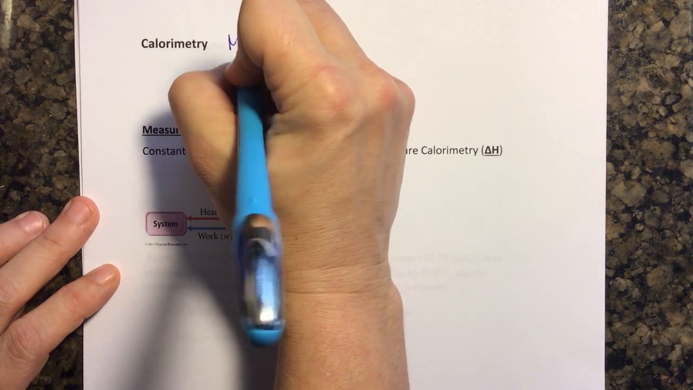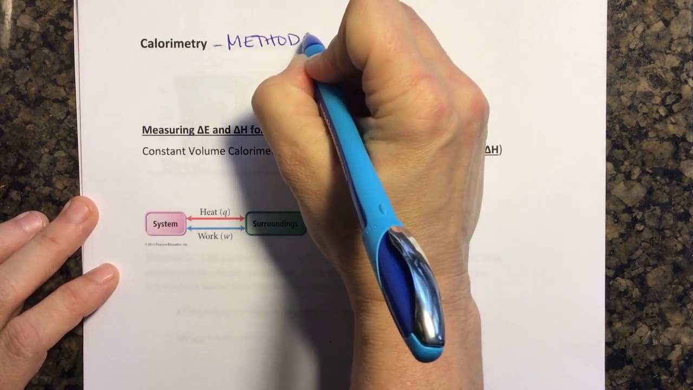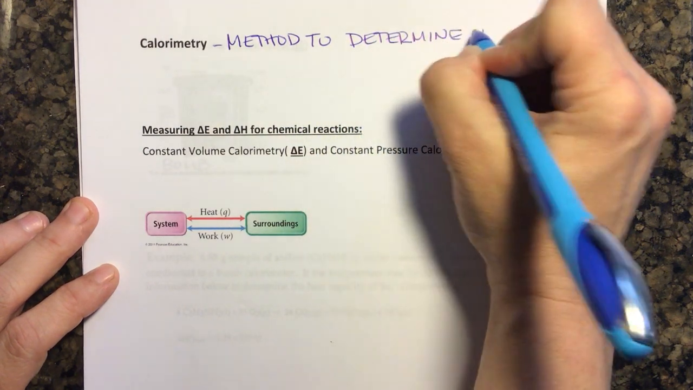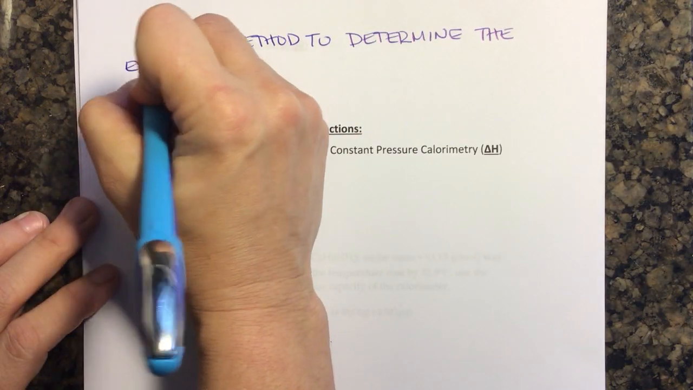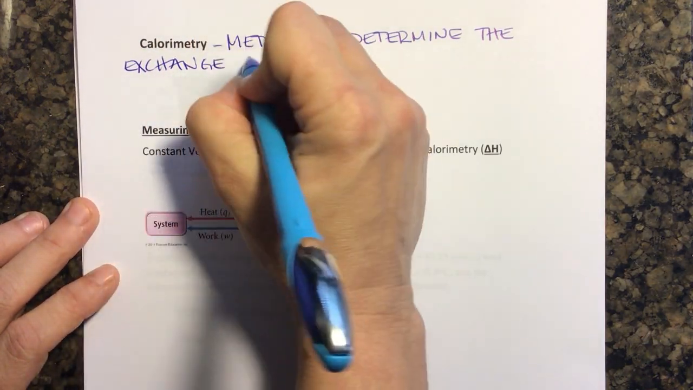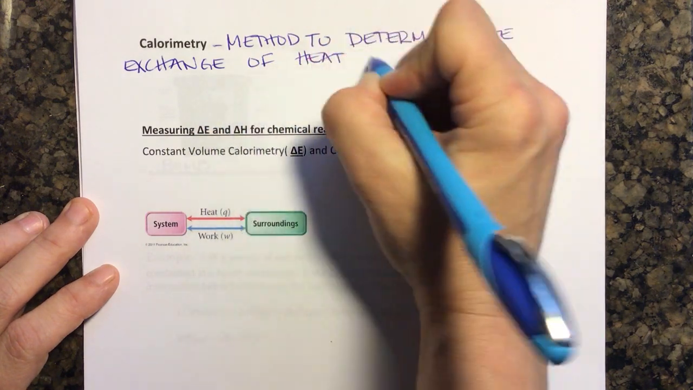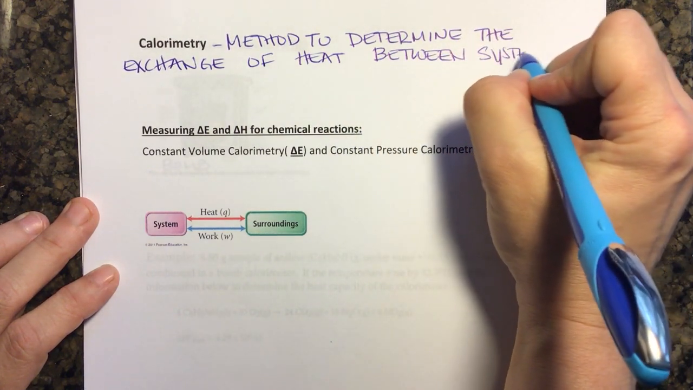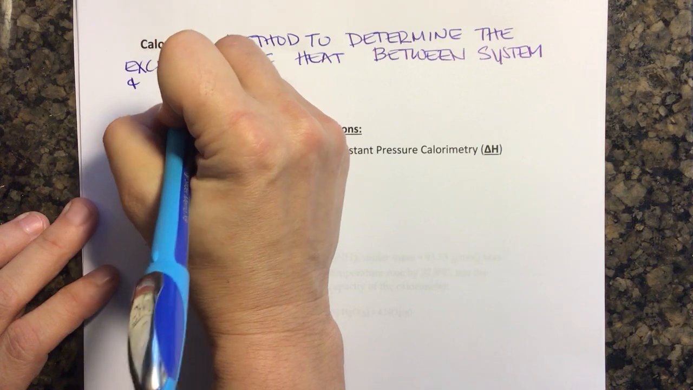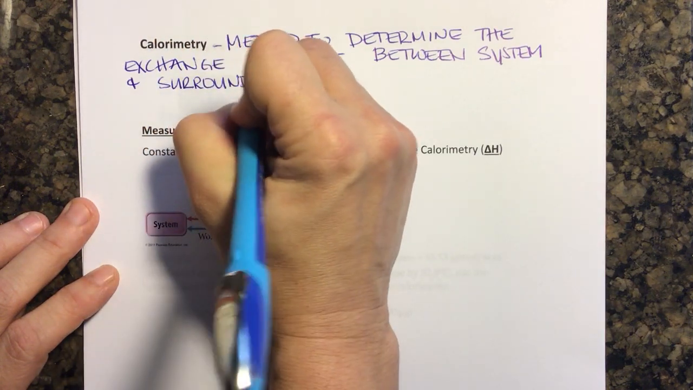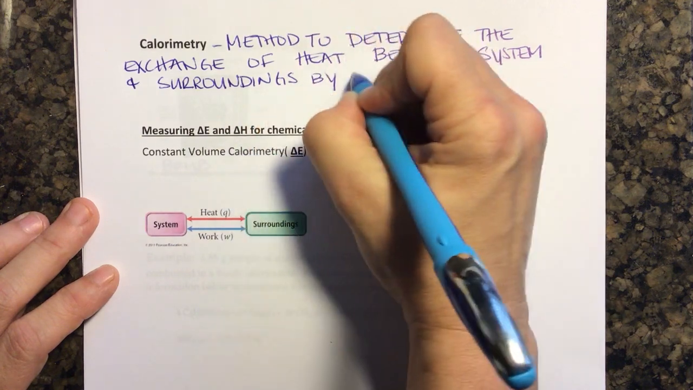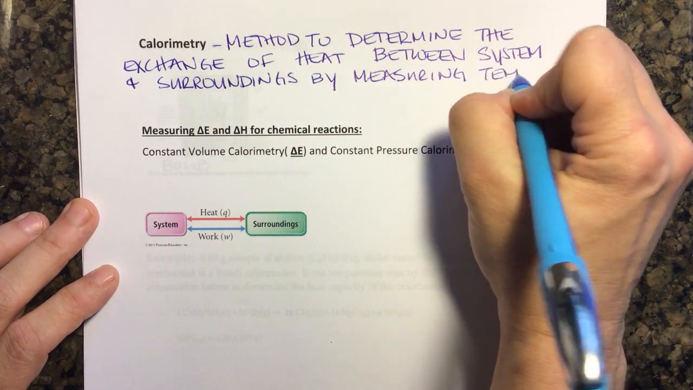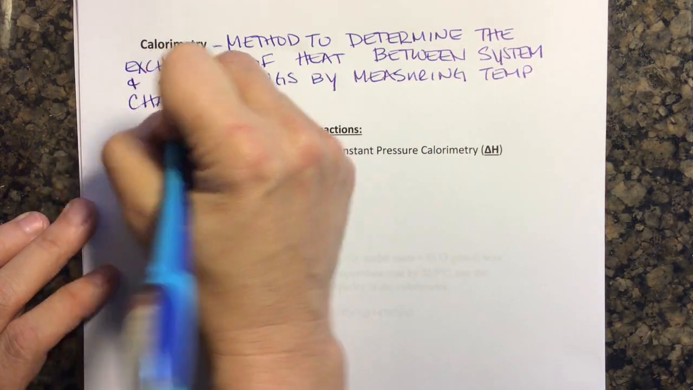So calorimetry is the method to determine the exchange of heat between the system and surroundings by measuring temperature changes.